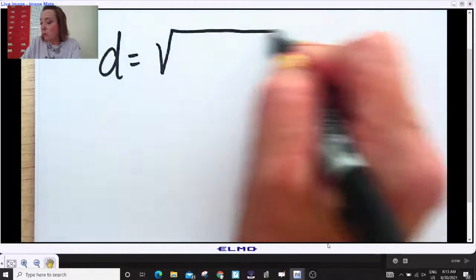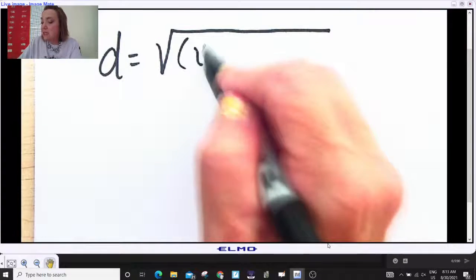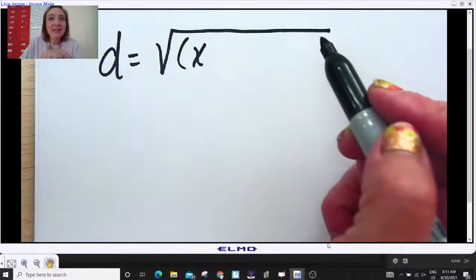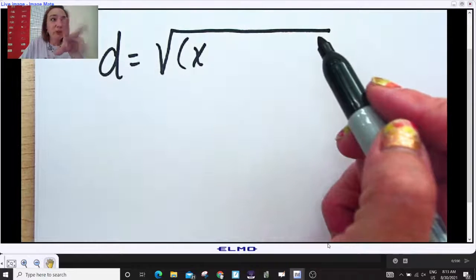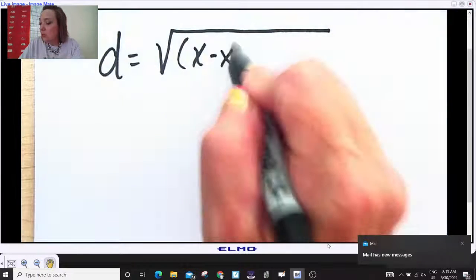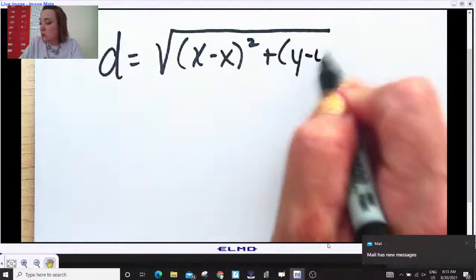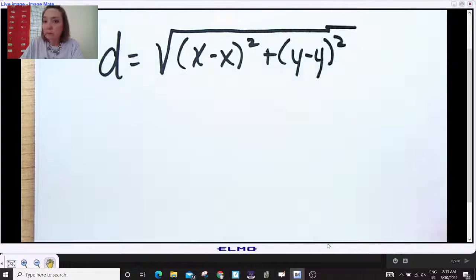So the distance formula, remember, is that square root, right? And then it's x. And remember, you learned x1 minus x2, but we learned last week that 1 and 2 doesn't make any difference, right? So x minus x squared plus y minus y squared.